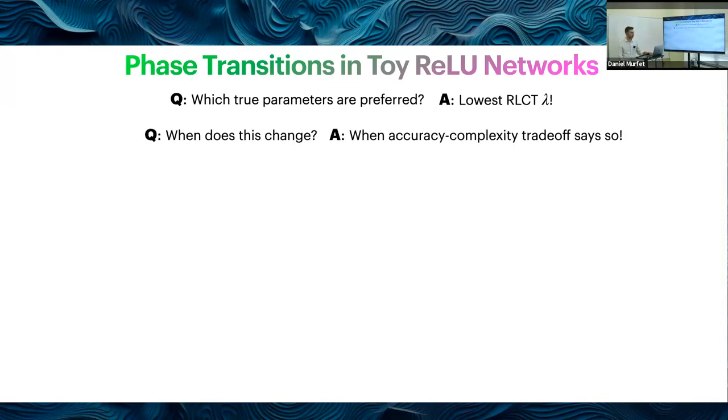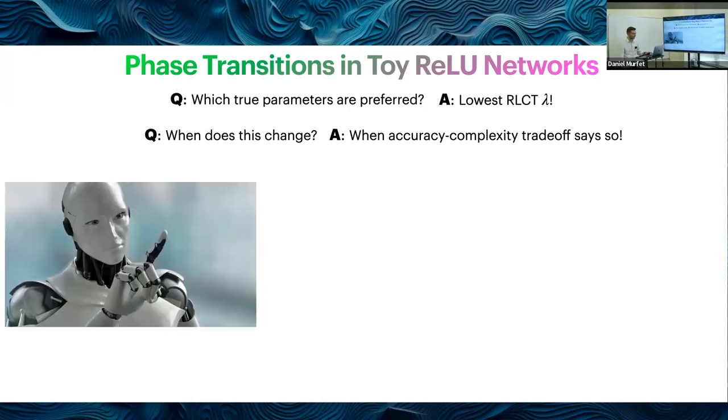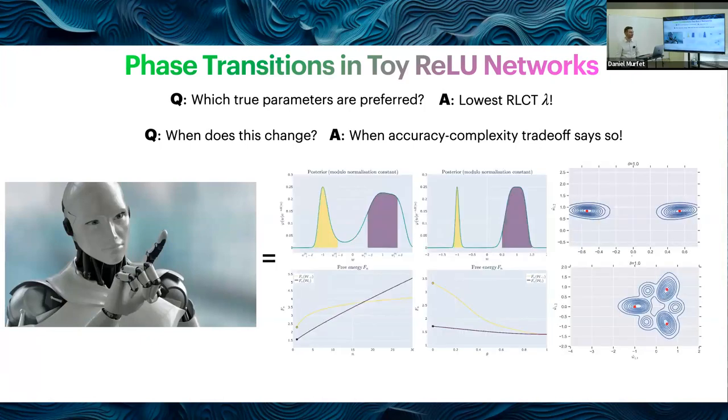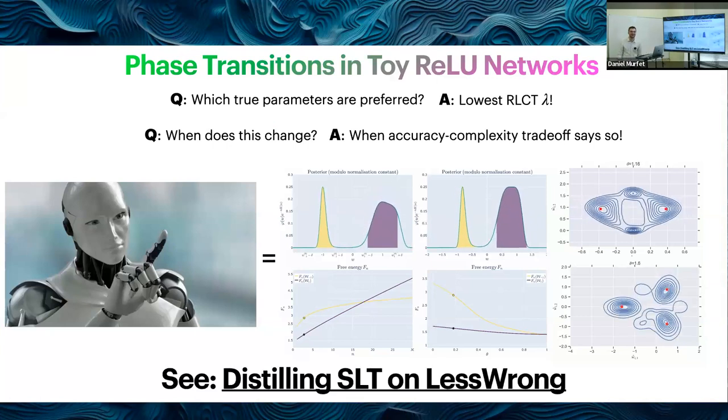Phase transitions can occur when the accuracy-complexity trade-off says so. And therefore, AI is equal to all of my pretty animations, because phase transitions are everything. So, yeah.